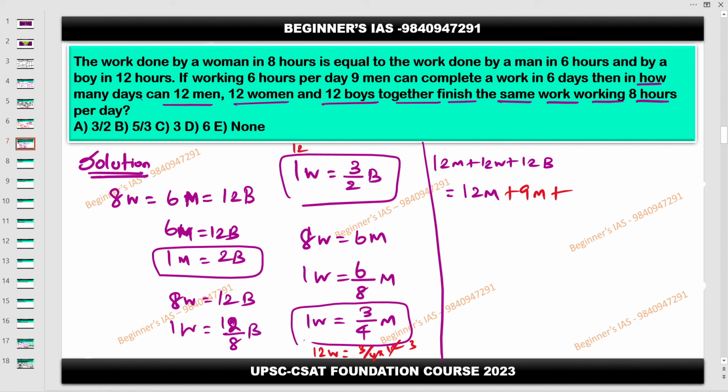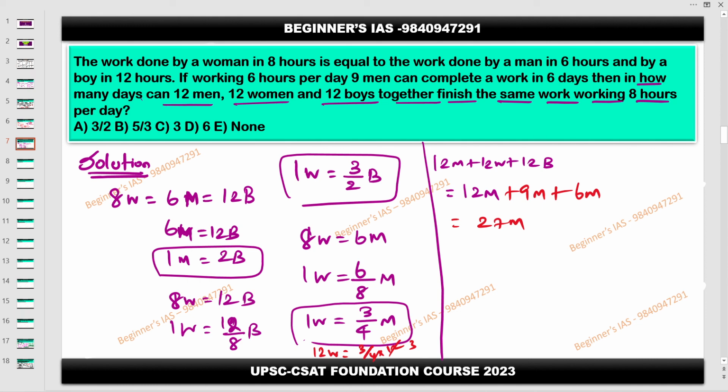By 12, 6 men. 24 boys. 1 man is equal to 2 boys, sir. Upper 6 men, sir. Okay, fine. Here 1 man is equal to 2 boys, so 6. Understood? Yes. Then how many? 9 plus 9 plus 9, 27 men.